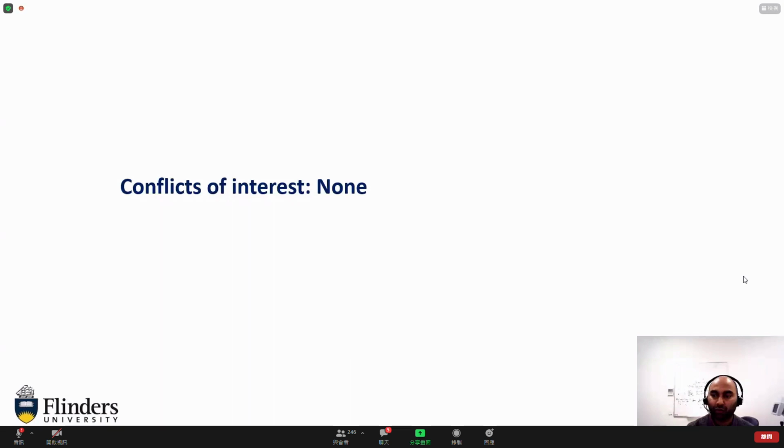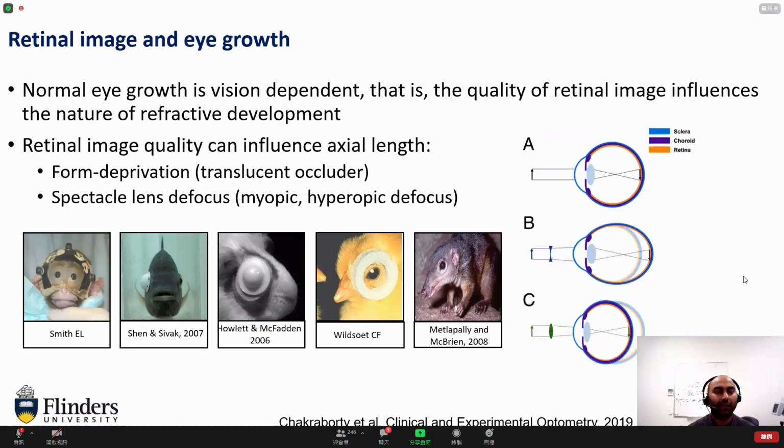So a large body of animal studies suggest that normal eye growth is vision dependent, and the quality of image that forms on the retina really influences the nature of refractive development and ocular growth.